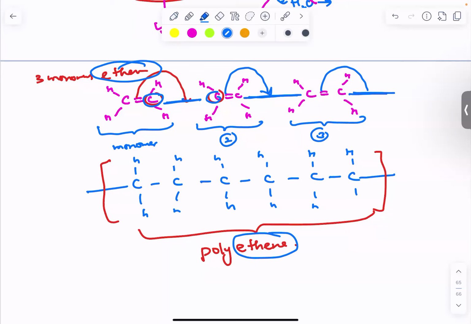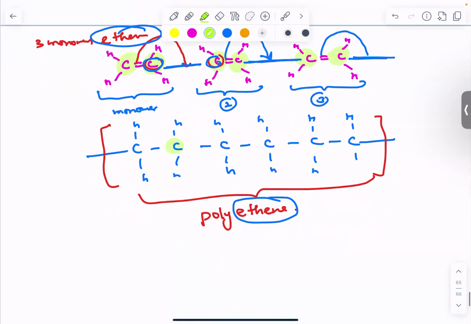However, if you count the number of carbon atoms, you will see that there are one, two, three, four, five, six carbon atoms in the monomers, and we have six carbon atoms in the polymer as well. It means that the number of carbon atoms remains the same.